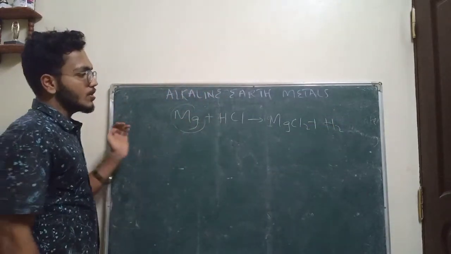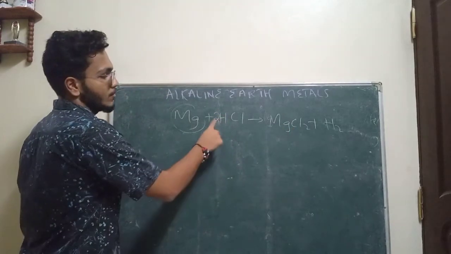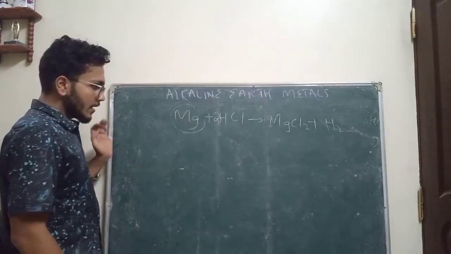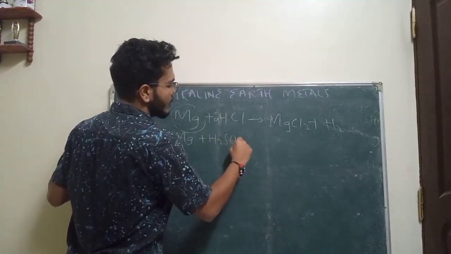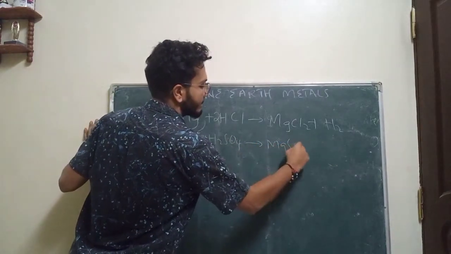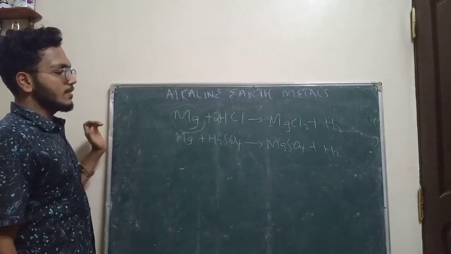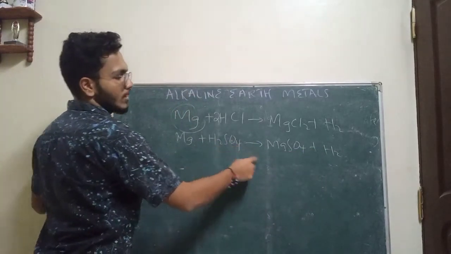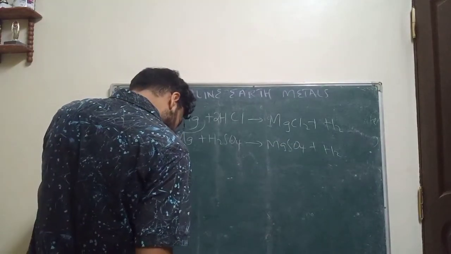How do you balance this equation? We have 2 chlorine atoms, so we put 2 over here, and the whole equation is balanced because 2 hydrogen, 2 chlorine, 2 chlorine, 1 magnesium, 1 magnesium. Magnesium also reacts with H2SO4, sulfuric acid, displacing hydrogen to form magnesium sulfate plus hydrogen gas. How do you balance this equation? Magnesium is 1, magnesium 1, hydrogen 2, sulfate 1, sulfate 1. This equation is also chemically balanced.